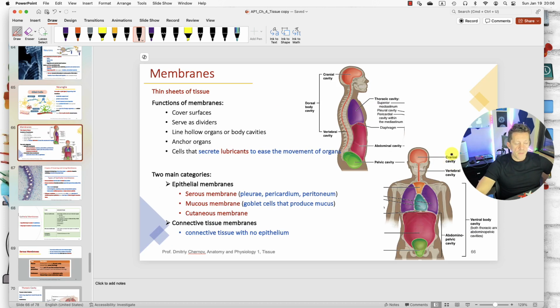So here's the connective tissue membranes. Let's discuss membranes now. The membrane is a sheet of tissue.